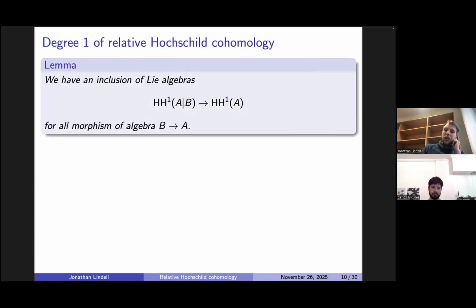And then we have the following lemma, which is given in several places, that we get an inclusion of Lie algebras of the relative into the absolute for all subalgebras B of A. So when we take subalgebras, we get Lie subalgebras. So for example, if we're interested in solvability, we see that if HH1 of A is solvable, then the relative will be solvable.